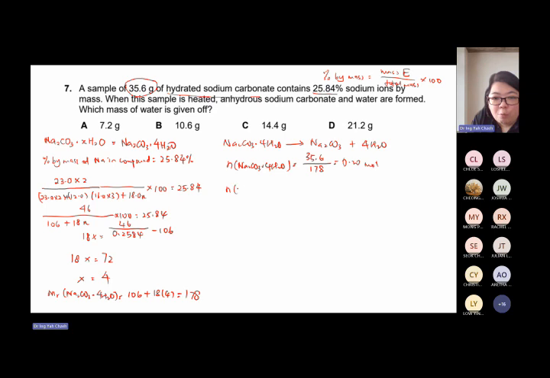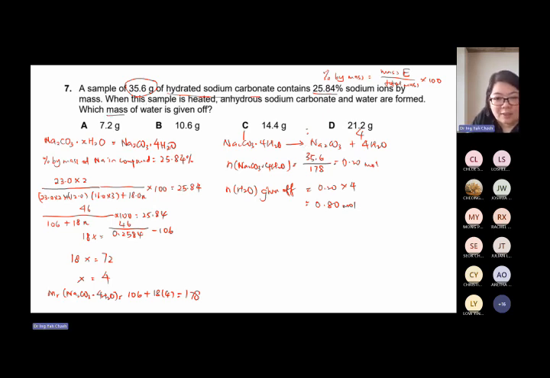So the number of moles of water that will be given off by this 0.2 moles of hydrated sodium carbonate will be 0.2 times 4. Why? Because 1 mole will give 4 moles of water. So 0.2 moles will give 0.2 times 4 moles of water. So the answer is 0.8 mole. But of course, we haven't finished yet because they want the mass of water.